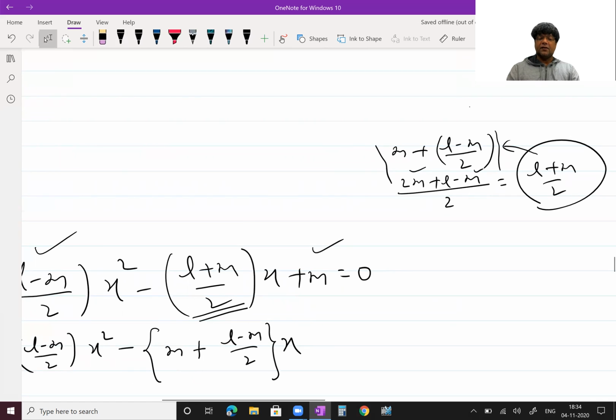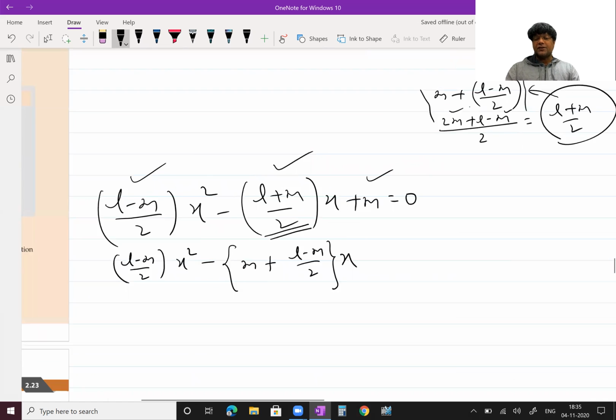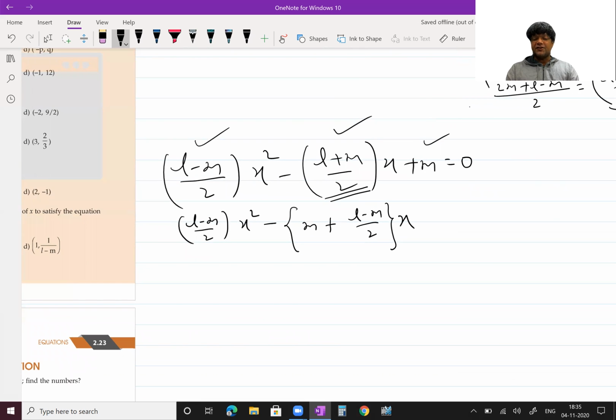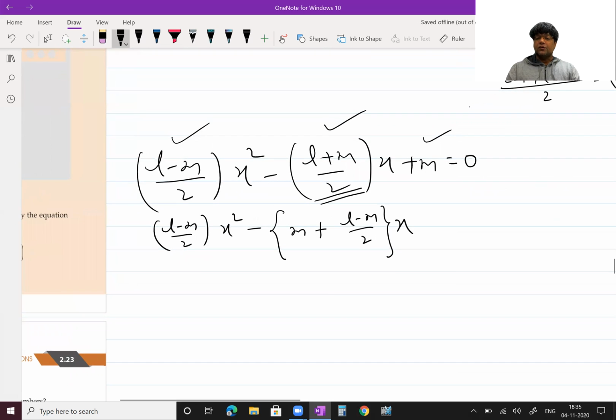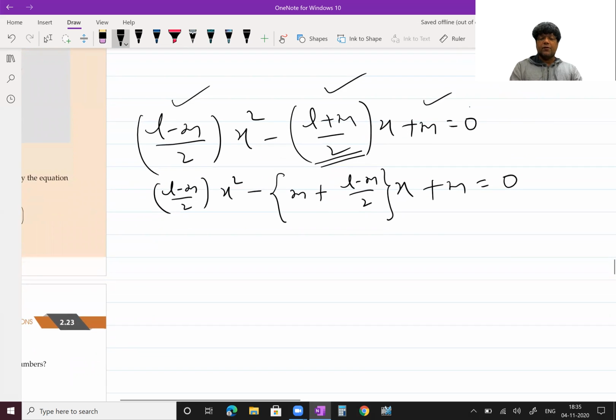And that I have done. In place of (L plus M) by 2, I have written this. So you saw, once I checked by writing minus, and then I checked the calculation, it was not satisfying. Then I made it plus. So plus M is equal to 0. And now the question is dead, guys. It's over. Sir, how? Look.